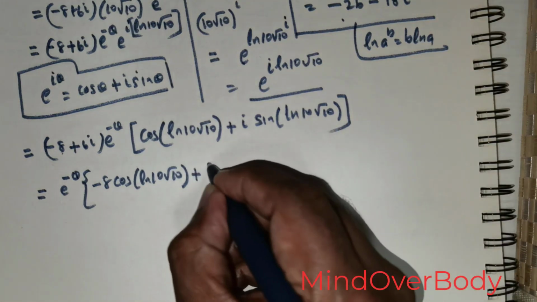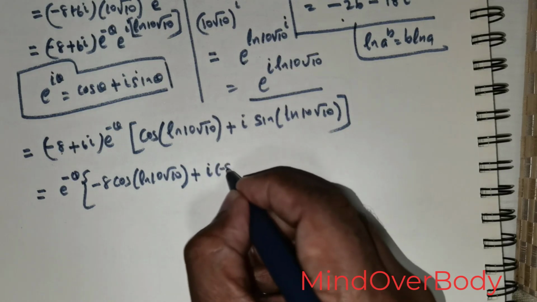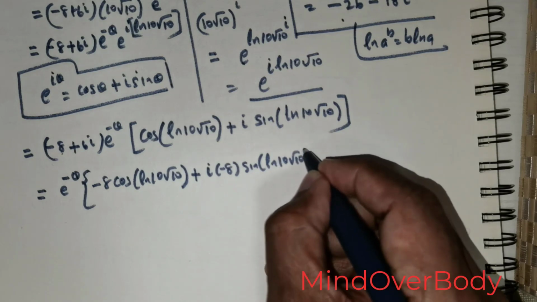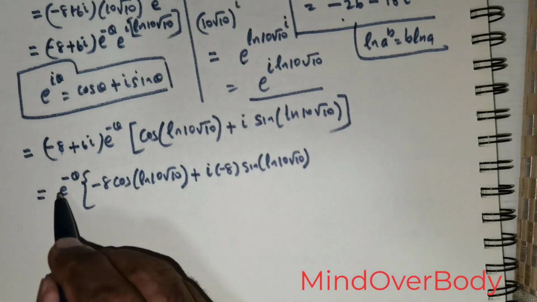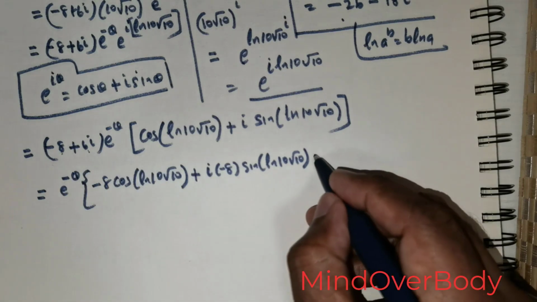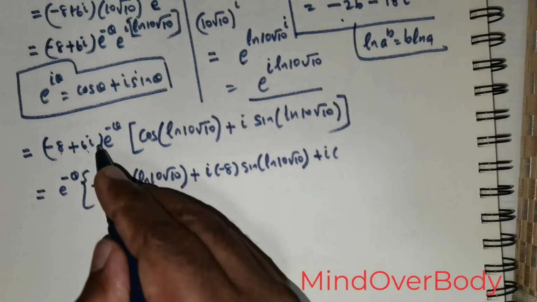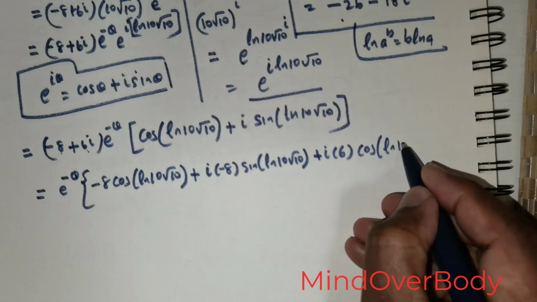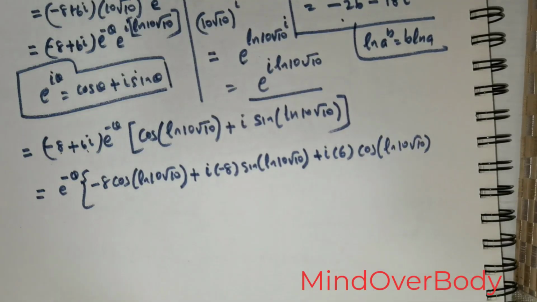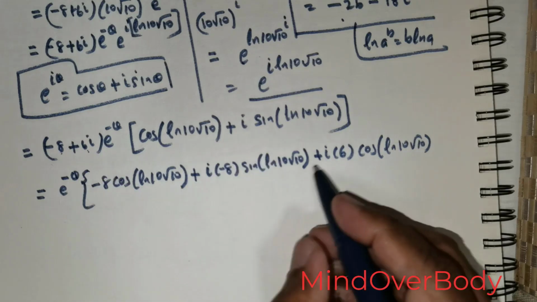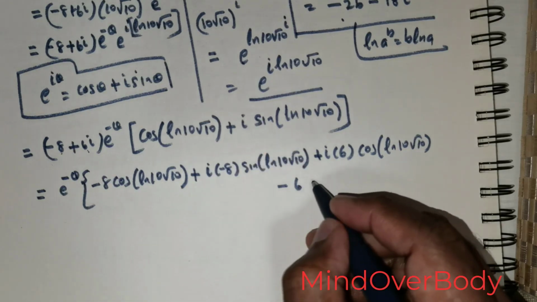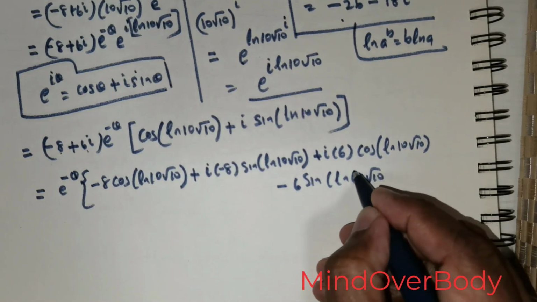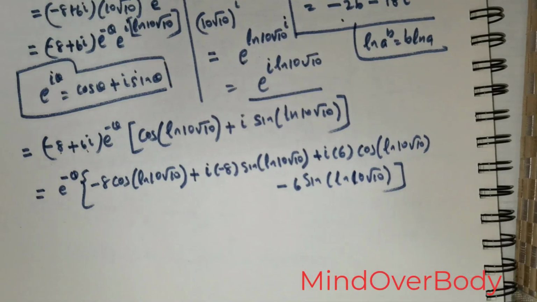So this is going to be i times, of course I've got a negative 8 times sine of ln of 10 times root of 10. So that is one quantity, and then followed by 6i. So this is going to be i times 6 times this quantity, cos of ln of 10 times root of 10. So I've got an imaginary quantity there, and i squared is going to be minus 1, so it's going to be negative 6 times sine of ln of 10 times root of 10. Okay, so that is fair enough.